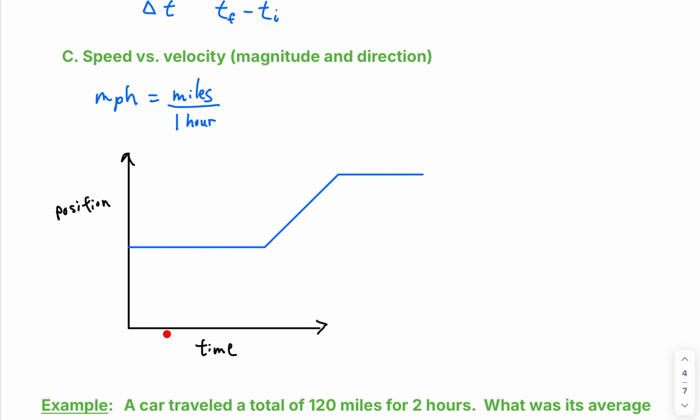So this is a position time graph, and it's really important to understand how to interpret that. So hopefully that made sense to you.